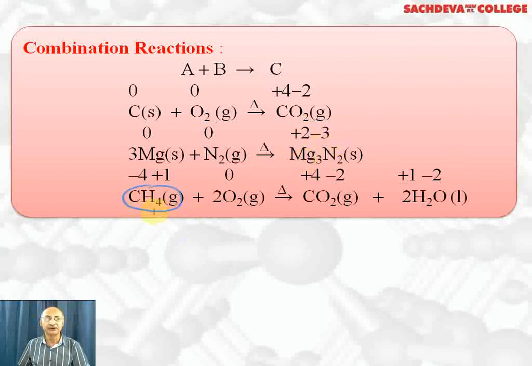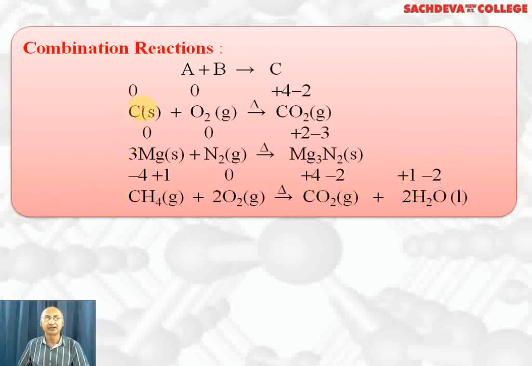In CH4, carbon is -4 because carbon is more electronegative than hydrogen. Hydrogen has +1 oxidation number. Oxygen has 0. Carbon has +4 in CO2 because it is less electronegative as compared to oxygen. Oxygen has -2, and in 2 water, hydrogen has +1 and oxygen has -2. These reactions are redox reactions because the oxidation number is increasing as well as decreasing.